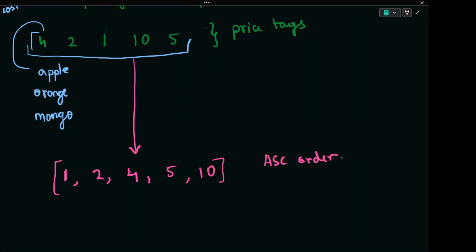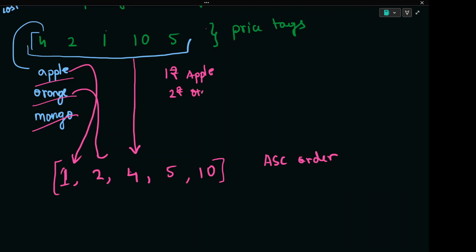All the price tags are in ascending order. Now, what all fruits do we have? We have 3 fruits: apple, orange, and mango. So for apple, we'll stick on price tag number 1, that is 1 rupee. Let's say 1 rupee was the cost of apple, and then orange will be 2 rupees, and then for mango, it will be 4 rupees.